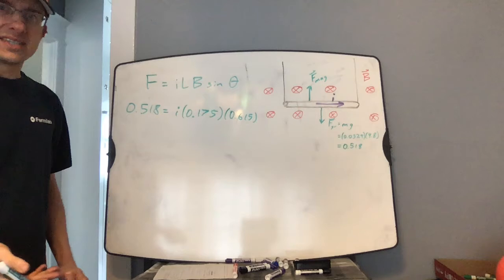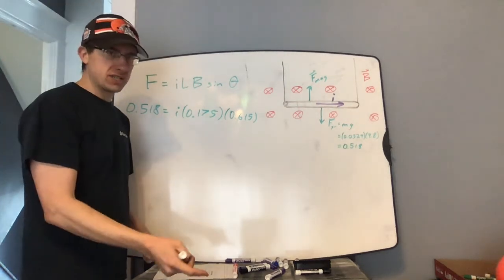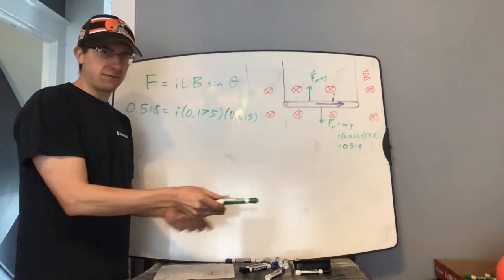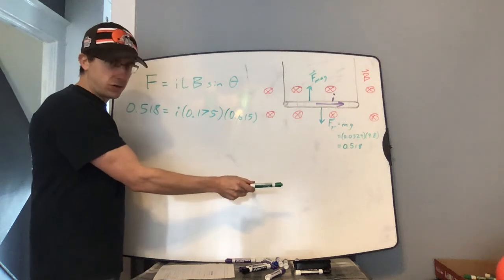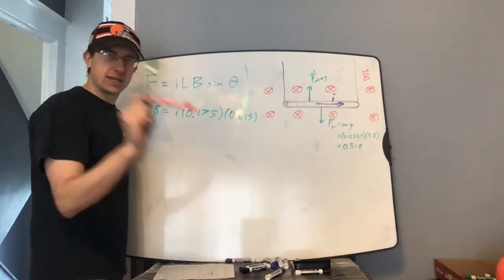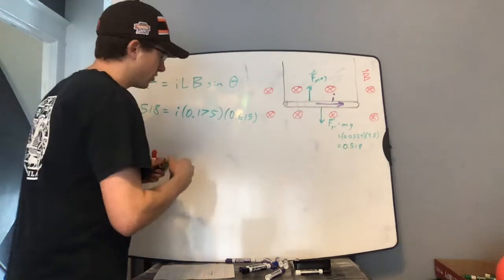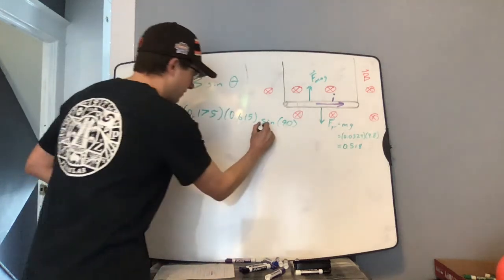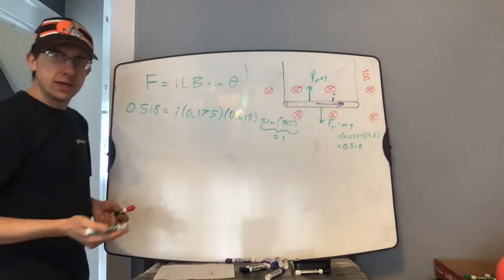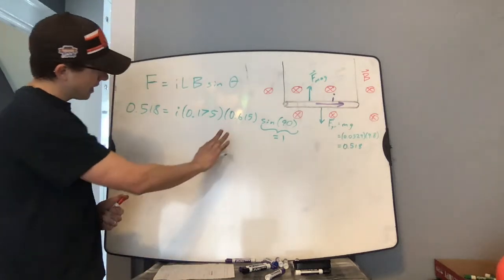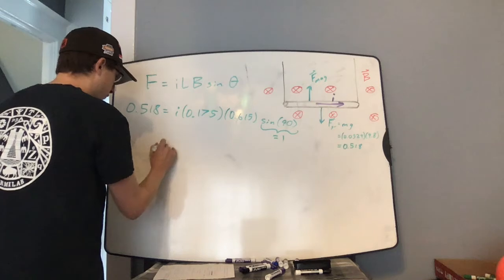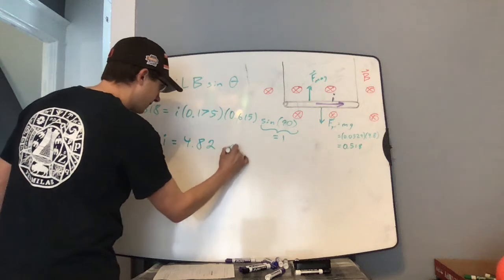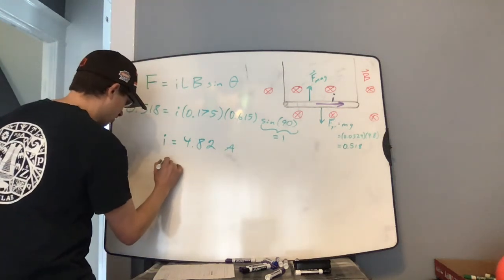And the angle here is the angle between the direction of the current and the direction of the magnetic field. So the current flows to the right, the magnetic field is pointing into the board. So the angle between right and into the board is 90 degrees. So then I would have a sine of 90. Now the sine of 90 is just equal to the number 1. So from here, I could go through the arithmetic and solve for the current, and I find the magnitude of the current is 4.82 amps, and the direction of the current is to the right.